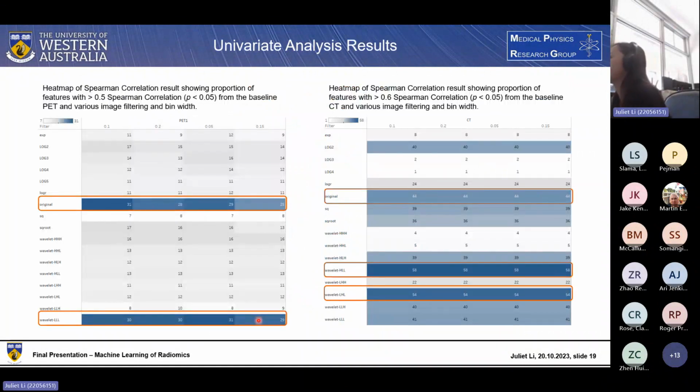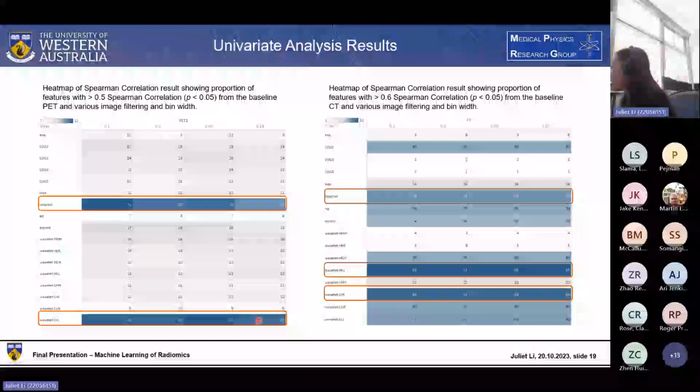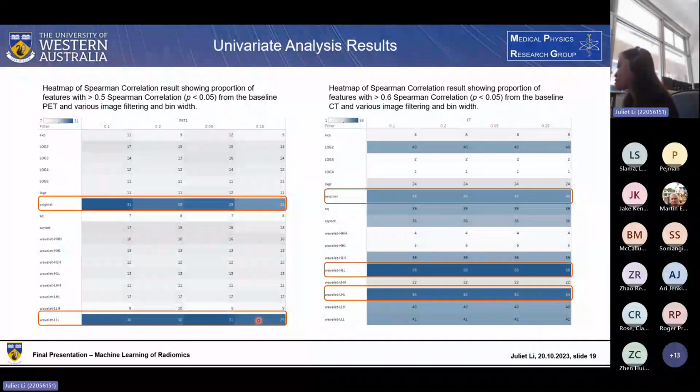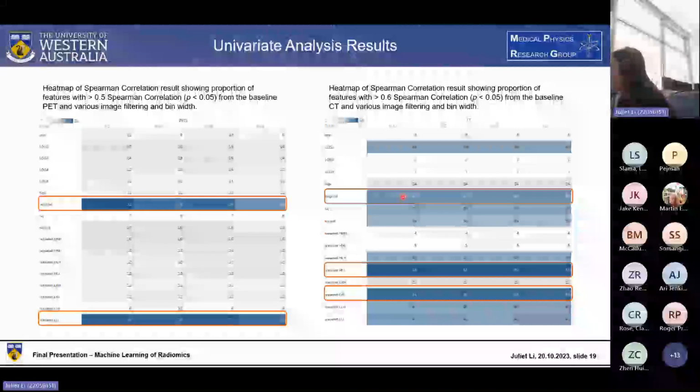I'm going to quickly go through the univariate analysis result. In general, the CT features had a much stronger correlation with the follow-up calcium score than the PET features. But note that the calcium score is calculated from the baseline CT scans, so it is giving the CT scans an advantage. No PET features showed strong or moderate correlation with the follow-up calcium score.